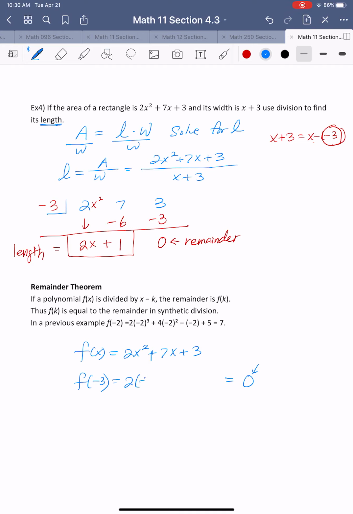So 2 times negative 3 squared plus 7 times negative 3 plus 3. So 2 times 9 minus 21 plus 3. 18 minus 18. Don't you see? It's a 0, right? So we know that this is the remainder. You can just plug it in to find the remainder too. All right. Thank you for listening.